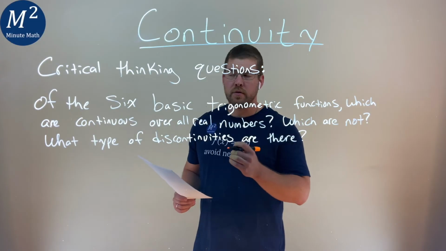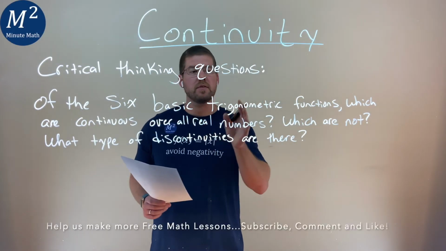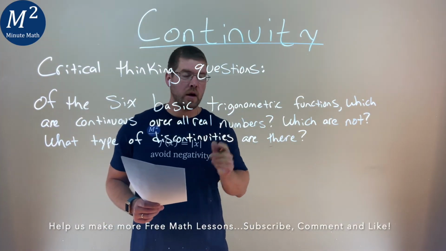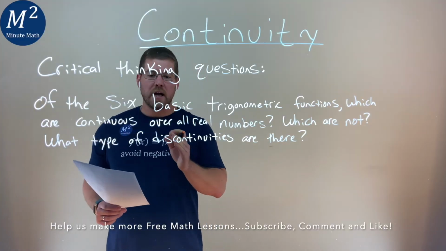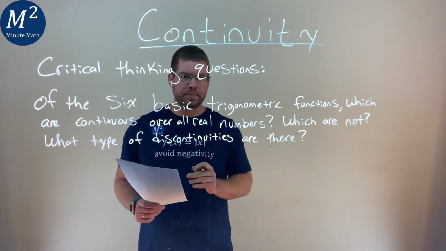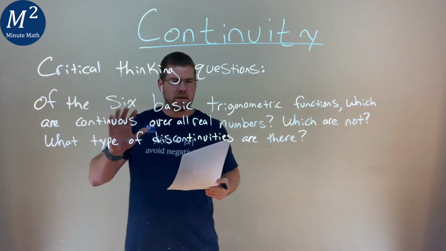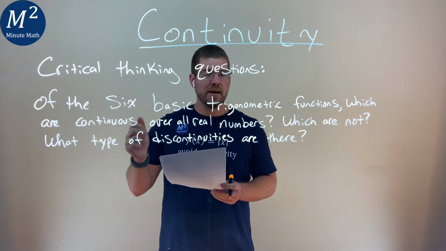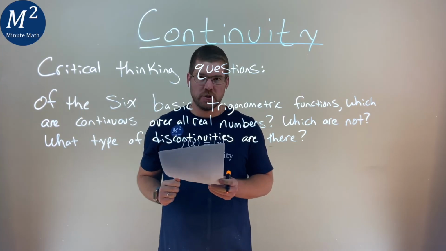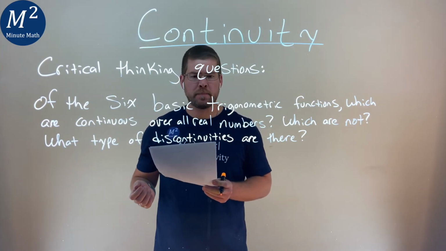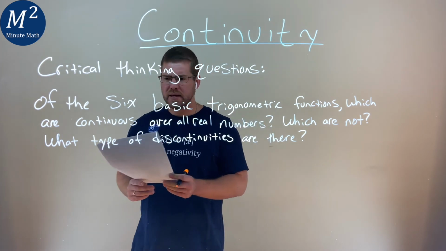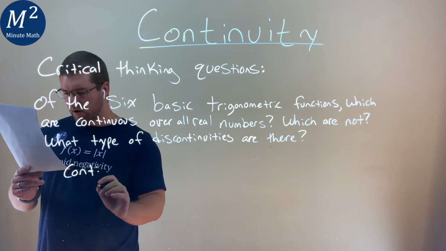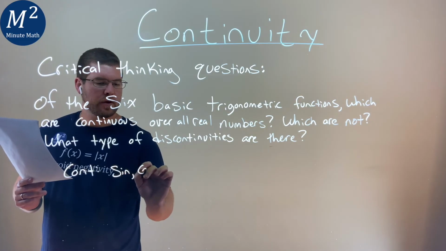We're given this critical thinking question: of the 6 basic trigonometric functions, which are continuous over all real numbers, which are not, and what type of discontinuities are there. So the first thing I'm going to do is think about the 6 basic trigonometric functions: sine, cosine, tangent, cosecant, secant, and cotangent. Those are the basic 6 there. Well, which ones are continuous? The only continuous ones I know of are the sine and the cosine.